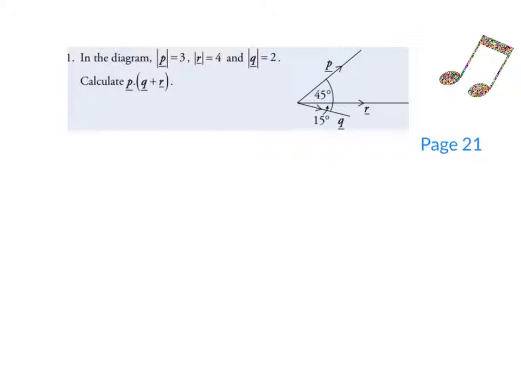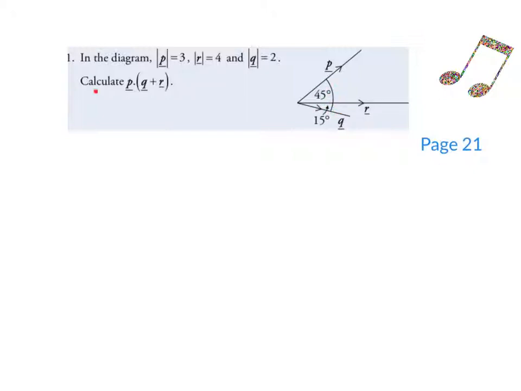In this question, we're given a diagram with a little bit of additional information. The magnitude of P is 3, so this length is 3. The magnitude of R is 4, and the magnitude of Q is 2. On the diagram, we've been given additional information about the angles involved. So between P and R, we've got 45 degrees. Between R and Q, we've got 15. And that means that between P and Q, we've got 60, because we've got them all together.